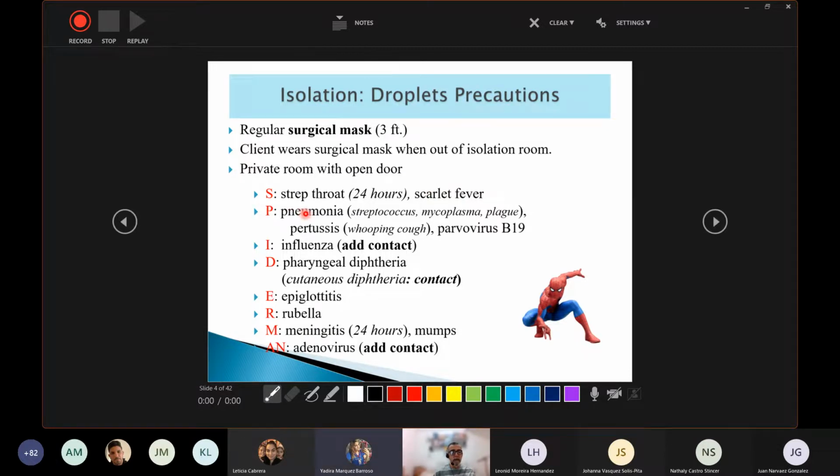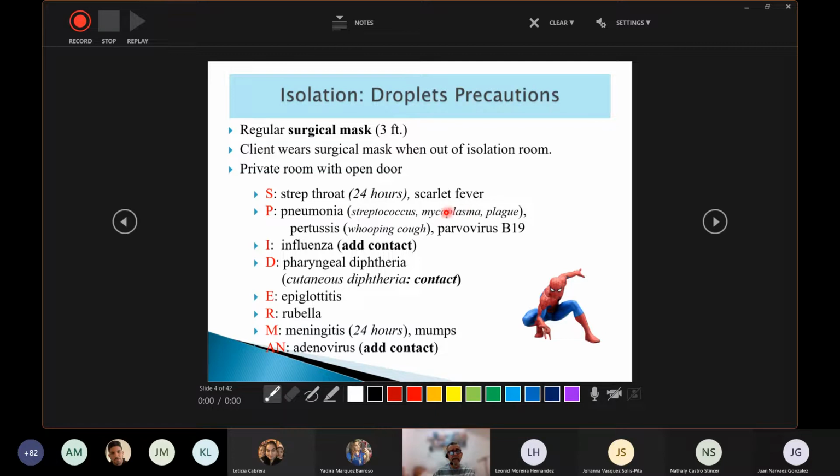P stands for pneumonia, but not all pneumonia, and pertussis, which is the same as whooping cough. They are the two most important. So now you are going to memorize that the pneumonia that requires droplet is Streptococcus, Mycoplasma, and plague. Please believe me, I've been paying attention to CDC, infection control, and what NCLEX is testing. You need to know that the pneumonias that require droplets are not all the pneumonias. Only Streptococcus pneumonia, Mycoplasma, and plague. Okay.